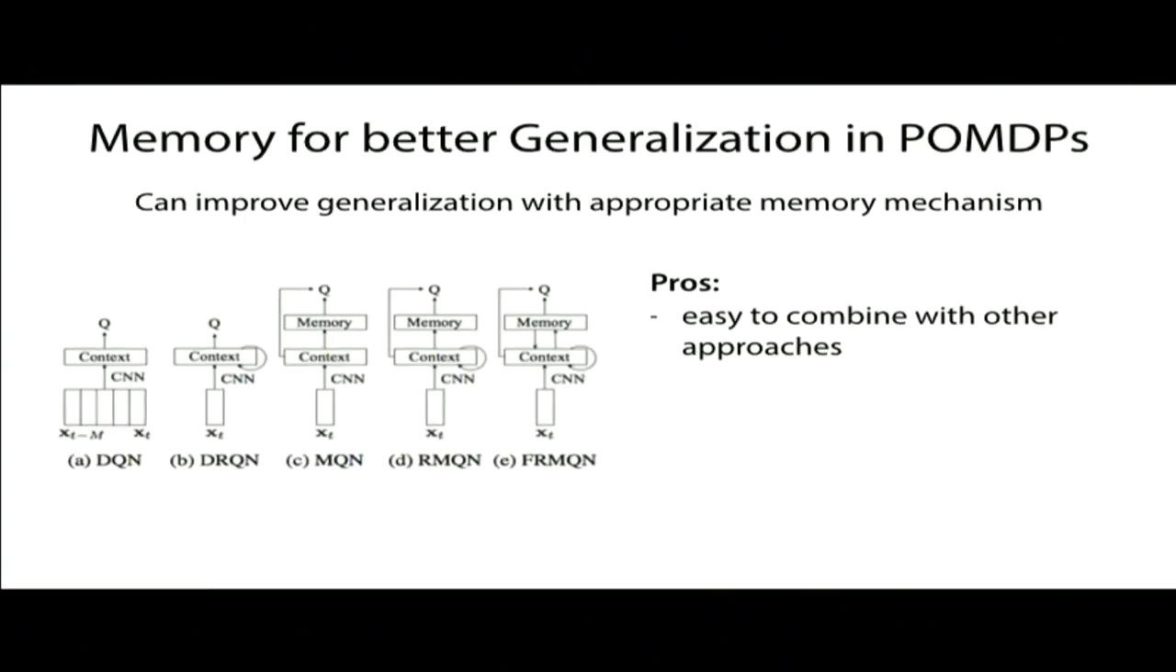OK, so kind of the takeaways, using memory is something that's easy to combine with other approaches that you want to use for transfer. Some of the limitations, well, one limitation is generally it doesn't completely solve the problem, and next we'll talk about ways that we can get even better generalization.